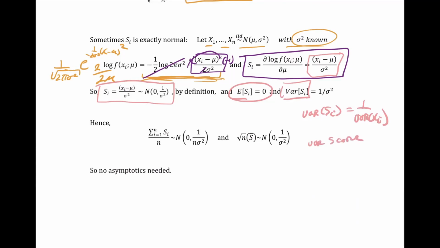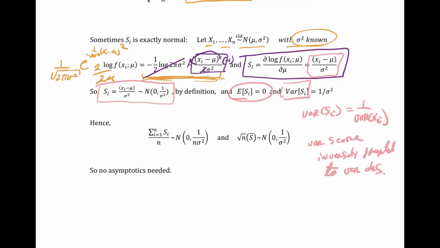Variance of the score function is inversely proportional to the variance of an observation. Oh man, that is terrible writing. So here, let's just get rid of that.